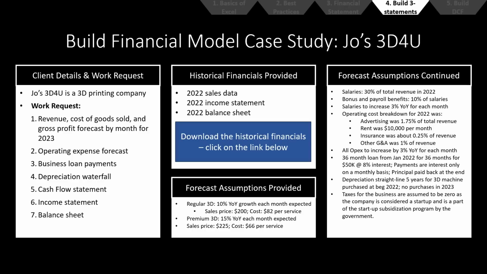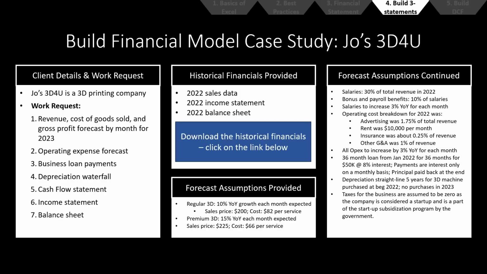In January 2022, Joe got a 36-month small business loan for $50,000 at 8% interest from her local bank. She has to pay 8% interest of $50,000 in total per year, but she has to pay it on a monthly basis. And then at the end of the 36-month loan, she'll pay the principal of $50,000 back.